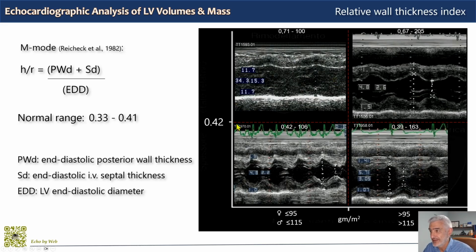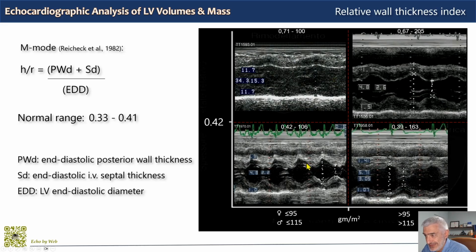So we are taking again the graph, the Cartesian graph, with on the horizontal axis the mass index, and on the vertical axis the relative wall thickness index with 4 sectors. Okay, the normal geometry sectors, we have seen this before, the concentric remodeling, the eccentric hypertrophy, and the concentric hypertrophy geometry. So we have M-mode examples for each, including the pitfalls.